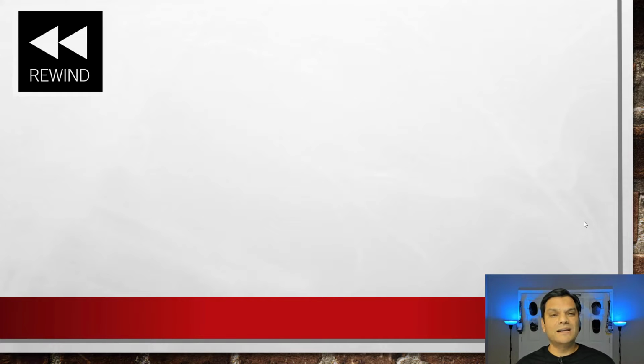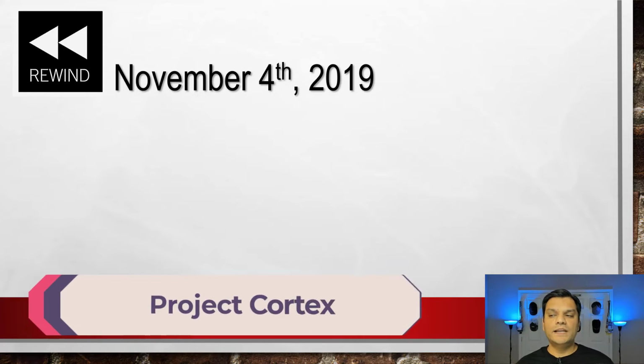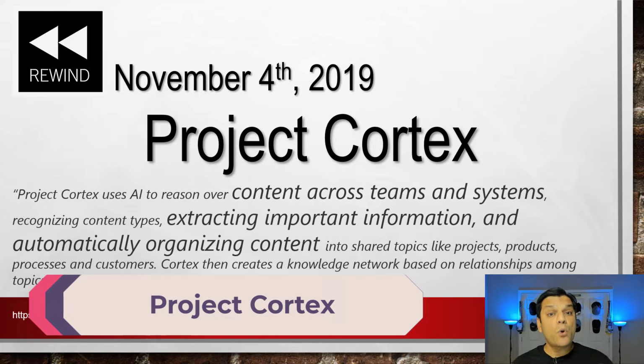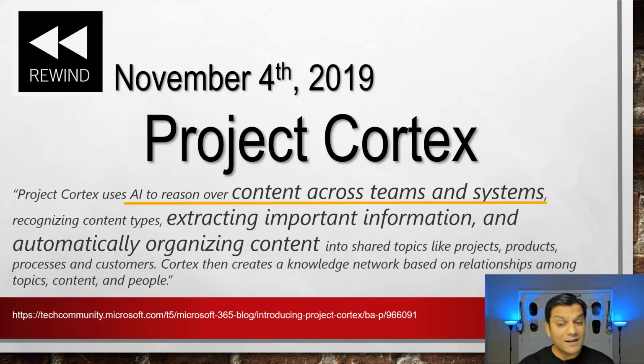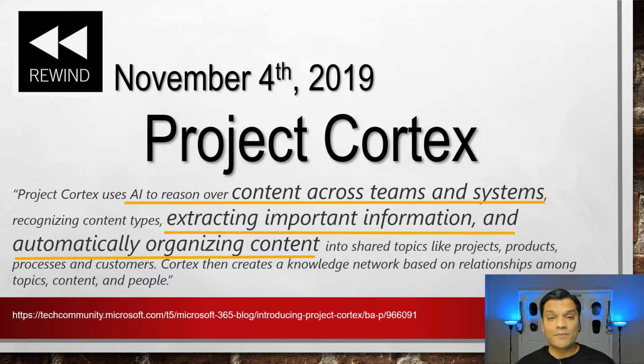What I want to talk about is the rewind. I want to rewind back to the past and talk a little bit more about all the services that it came from and the past of it. So it all started on November 4th, 2019, when actually Project Cortex was first announced. And that's what it is. Project Cortex uses AI to reason over content across teams and systems, and then also extracting important information and automatically organizing content, which is basically everything we know about Microsoft Syntex.